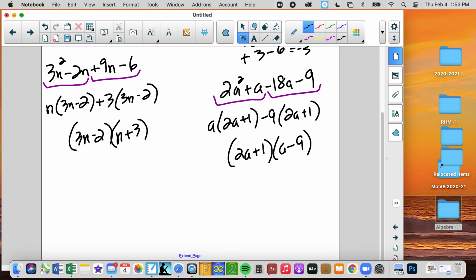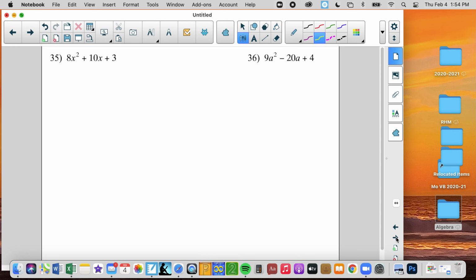Ooh! Look at this. Is this the difference of squares? Two terms, subtraction. Oh, almost. This is a perfect square, but that is not a perfect square. So I cannot factor this any further. So this is the answer. But I have to be aware of those situations where I might be able to factor after I've factored.